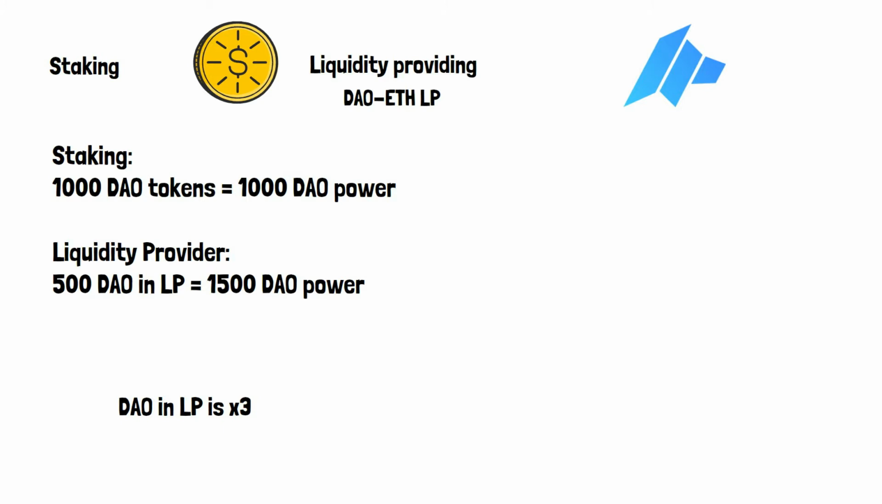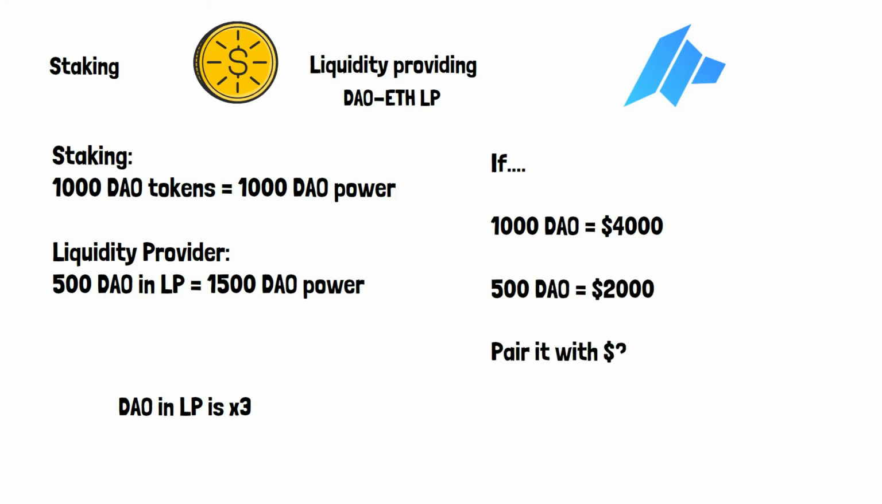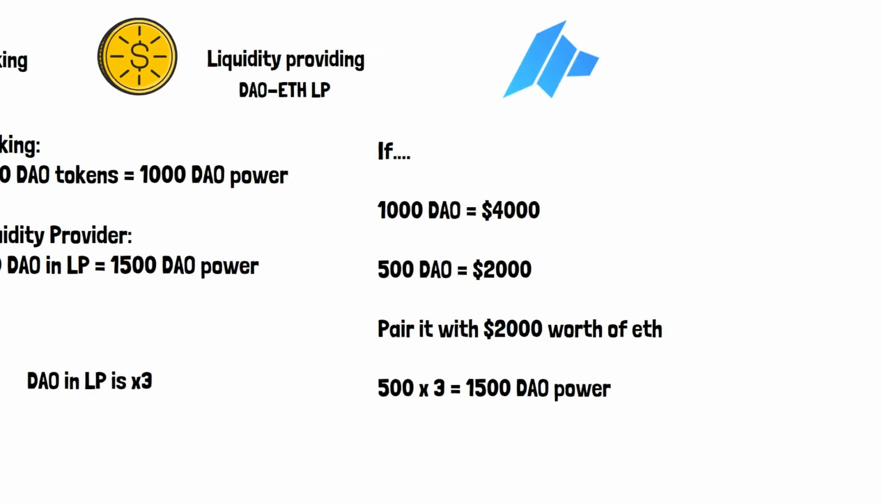The reason why my example was with 1,000 DAO in staking and 500 DAO in liquidity is because they cost the same. That is because if you have to provide the same amount of DAO in Ethereum too, it will cost the same, because if 1,000 DAO costs $4,000, then 500 DAO will cost $2,000. So you will also need to provide $2,000 in Ethereum too, which still totals to $4,000. But when you provide liquidity, your DAO is multiplied by 3, leading to that 1,500 DAO. Dependent on how much DAO power you possess, you are then delegated to a tranche.